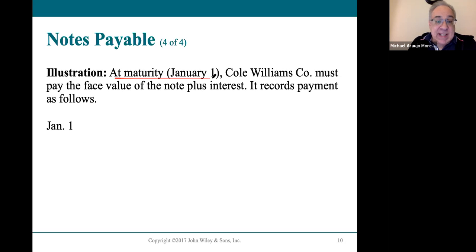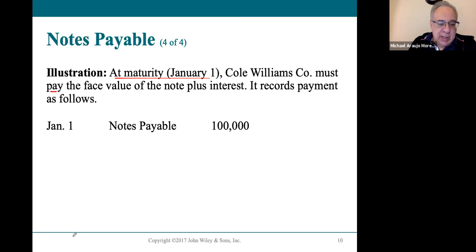So it's the very next day, which happens to be the maturity date, and Cole Williams is going to pay back the note plus the interest. Remember, everything is paid at one time. So they're going to go ahead and debit their notes payable, right? Because that's how you clear up the note.